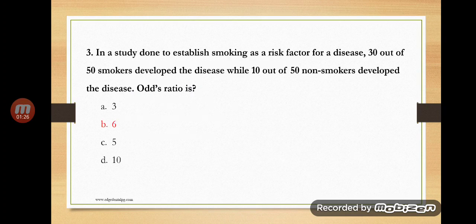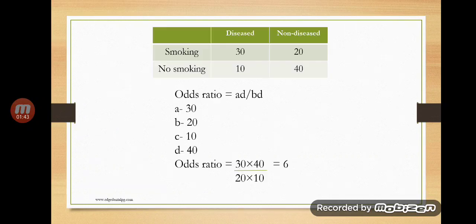Coming to the third question, in a study done to establish smoking as the risk factor for a disease, 30 out of 50 smokers developed the disease, while 10 out of 50 non-smokers developed the disease. The odds ratio is, the correct answer is 6. Looking at the 2 by 2 table of this, we have A is equal to 30, B is equal to 20, C is equal to 10 and D is equal to 40.